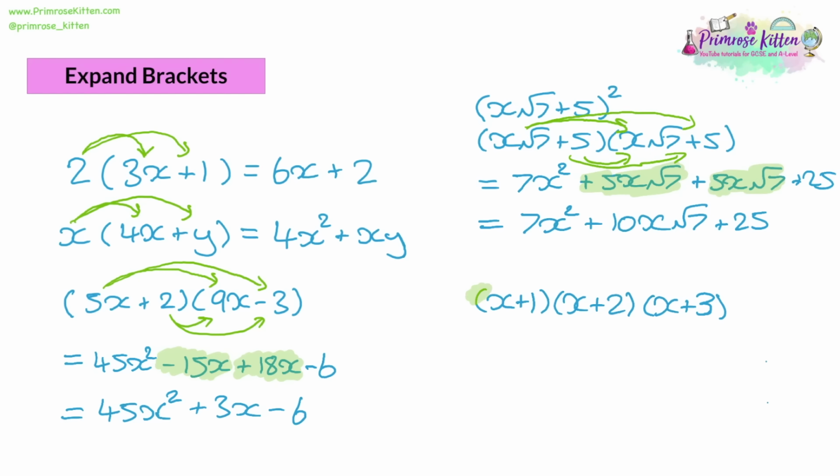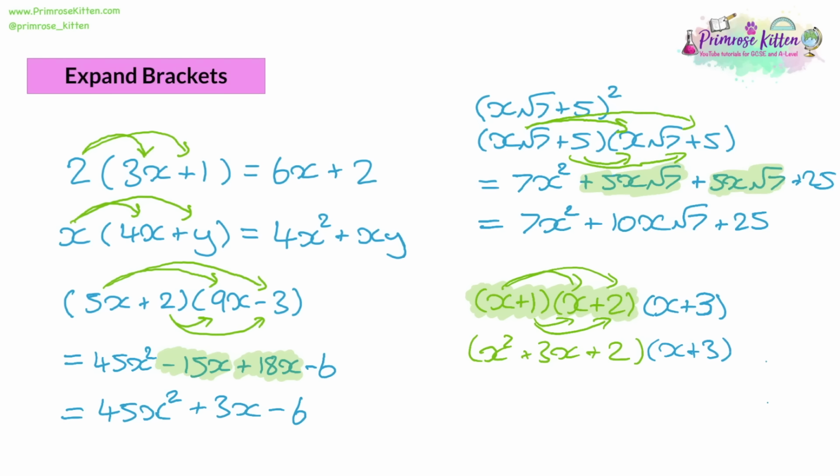So I'm going to highlight the first 2 and multiply them out. X times x is x squared, x times 2 is 2x, and 1 times x is 1x, that's 3x altogether, and 1 times 2 is 2. And then once you've got that, then you can multiply that by the third bracket. And again, you're going to use the same method, you've just got 3 terms this time.